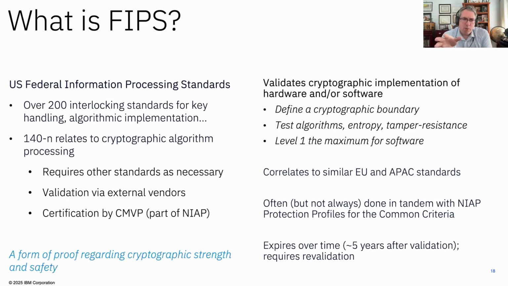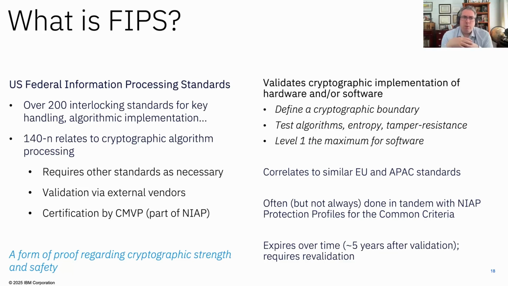The other evaluation we do is called FIPS. This is short for the U.S. Federal Information Processing Standards. Now, usually when people mention FIPS, they're talking about one standard, 140-3. FIPS itself is actually over 200 interlocking standards, and they deal almost completely with cryptographic implementation of hardware or software and a lot of the associated technologies around those: validation that you built AES GCM the right way, or that you're doing key destruction the right way, those kinds of things.